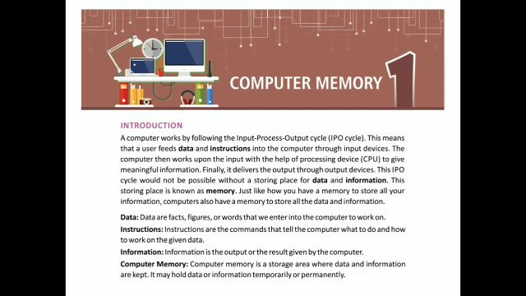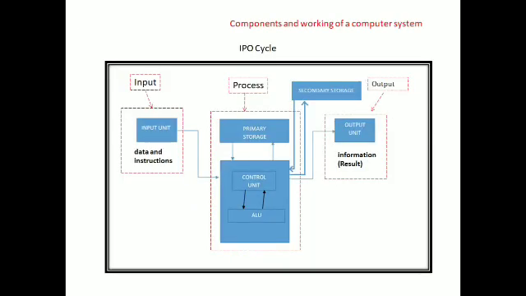This IPO cycle would not be possible without a storing place for data and information. This storing place is known as memory. Let us see what the IPO cycle is. So in the IPO cycle, I stands for input, P stands for process, O stands for output.